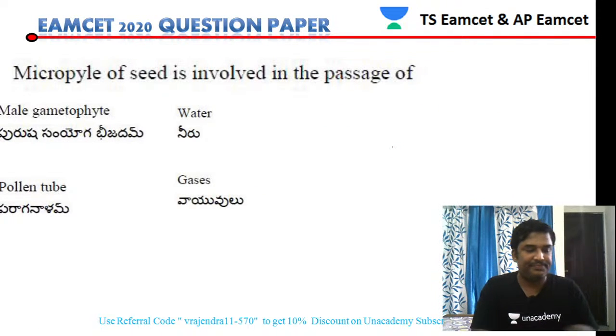Next. Micropyle of seed is involved in the passage of. So that is the question. Micropyle of seed is involved in the passage of.